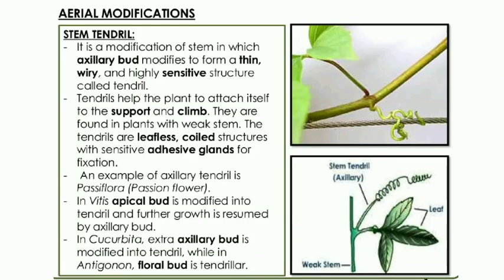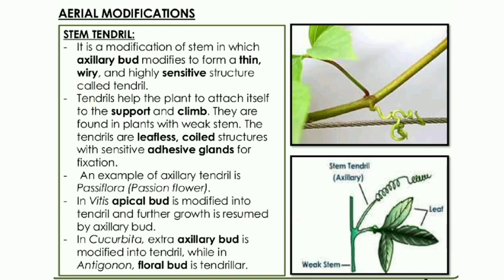Moving on to the first example, that is a stem tendril. Here, it's a modification of a stem in which the axillary bud modifies into a thin, wiry and highly sensitive structure called a tendril. In this diagram, you can see clearly it is a coiled portion, formed by the modification of the axillary bud. In lecture 3 or lecture 4, we discussed the types of buds. One among them is the axillary bud. The axillary bud modifies into a tendril.